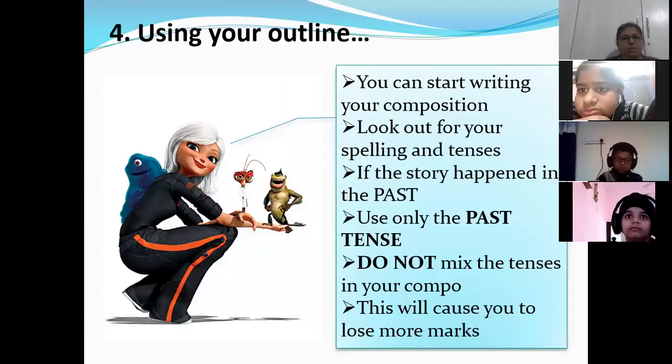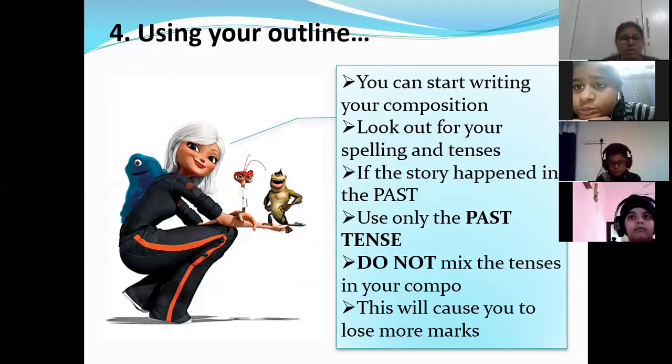Now, when you are writing a picture composition, you should use your outline. Okay, how can you write? These are some outlines by which you can write your picture story. So you can start writing your composition. Look out for your spelling and tenses. When you are writing a composition, the main important part is your tenses, which tense you are using in writing a picture composition, and your spellings.